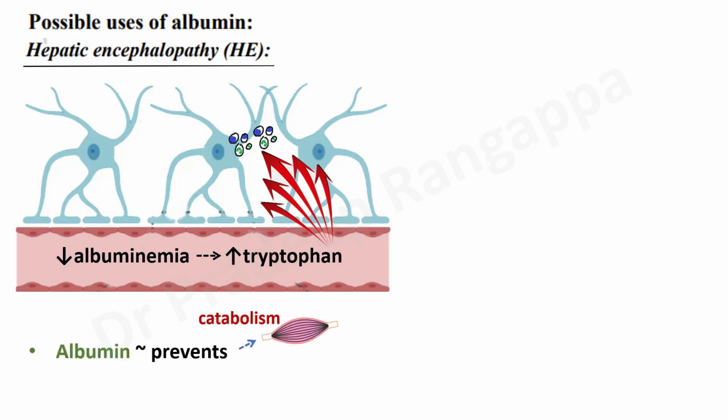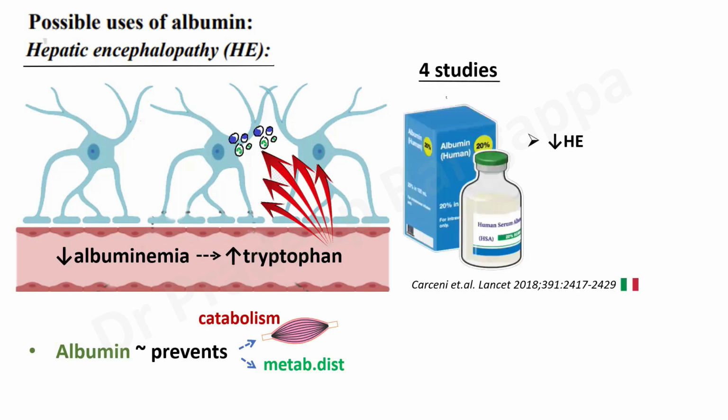And albumin is shown to prevent catabolism of muscles and prevent the metabolic disturbance. So there are 4 studies in hepatic encephalopathy. The ANSWER study showed that use of albumin does reduce the risk of hepatic encephalopathy. And this was another study from Italy. For 3 weeks they gave albumin and did not show benefit. So there are totally 4 studies.